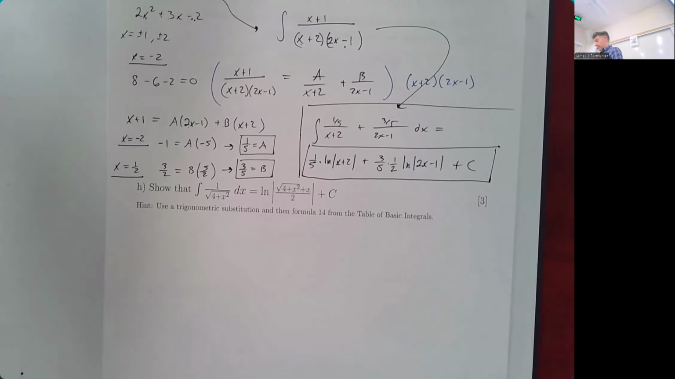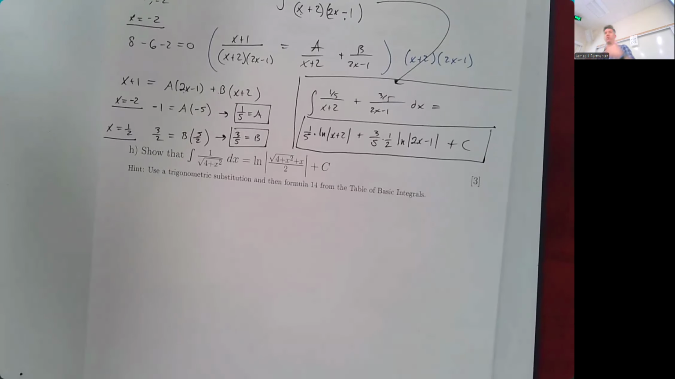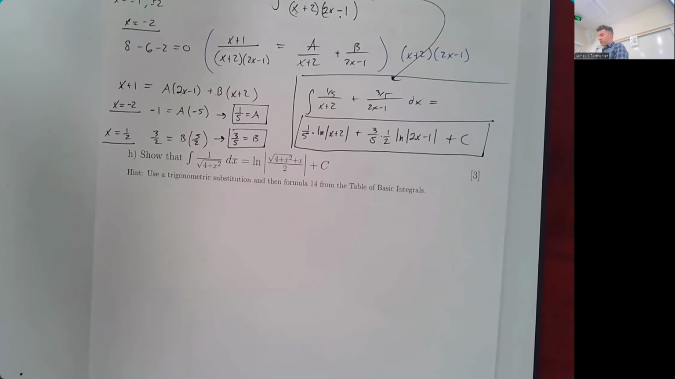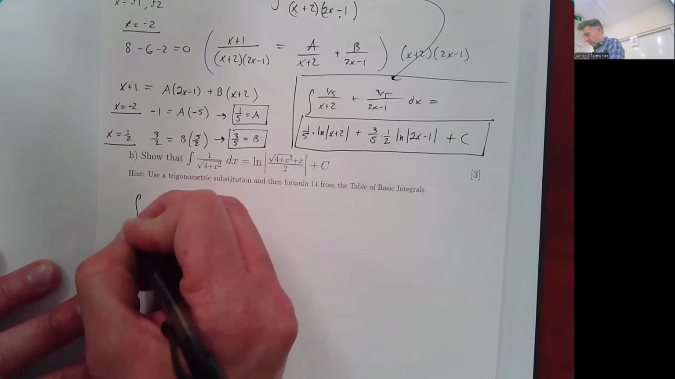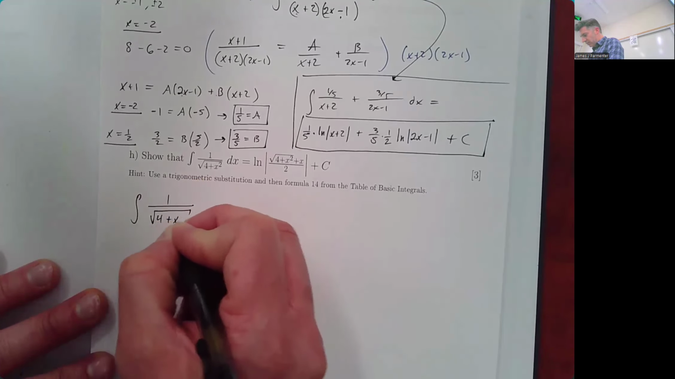They tell us hint. I feel like hint is not a strong enough word. The word should be do this. Use a trig sub and then formula 14 from the table of basic integrals. So we'll start with the trig sub. So I see a 1 over the square root of 4 plus x squared.